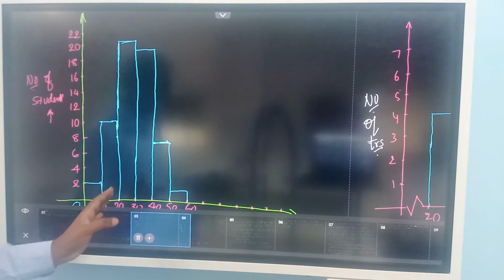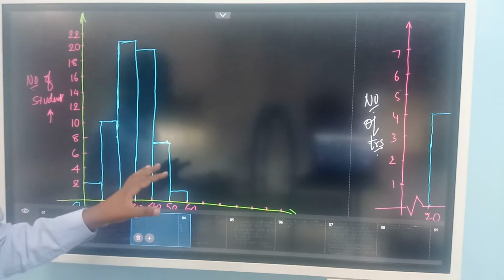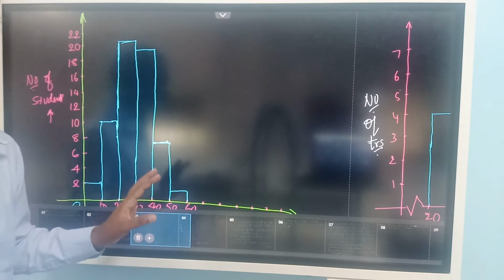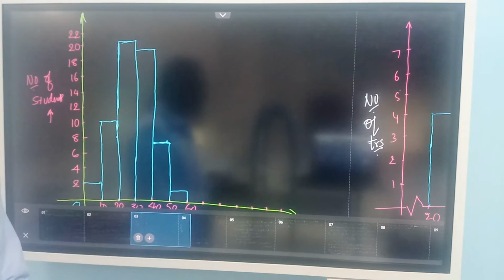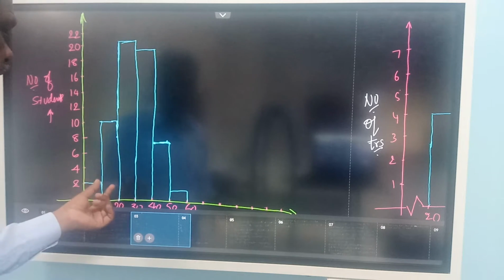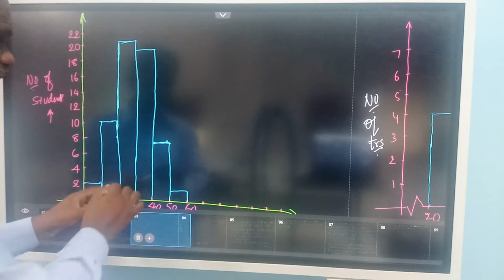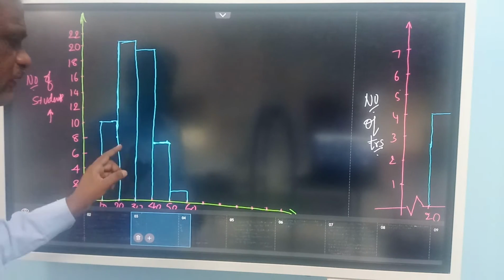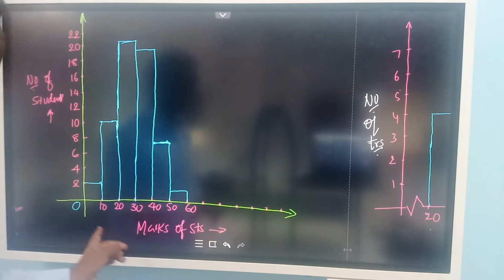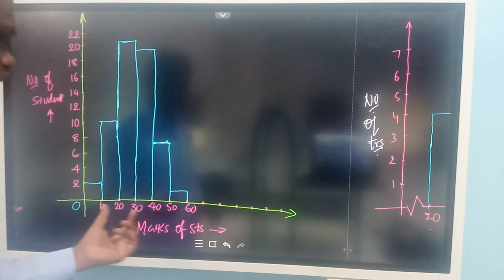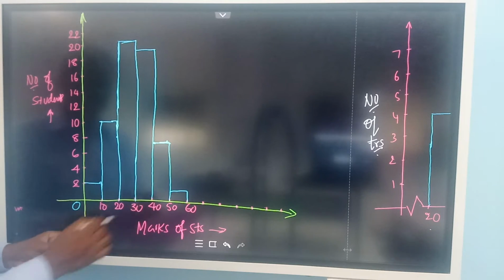You understood the definition and meaning of histogram, and what is the difference between histogram and bar graph? Bar graph also looks almost the same. Only difference, there will be a gap between the bars, but here you don't find the gap. Why? Because the class intervals are taken along the x-axis as it is continuous. 0 to 10, 10 to 20, 20 to 30, 30 to 40, like that we have taken.